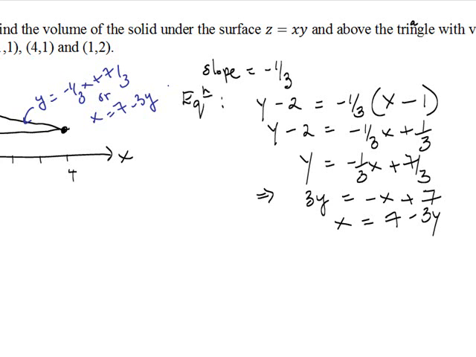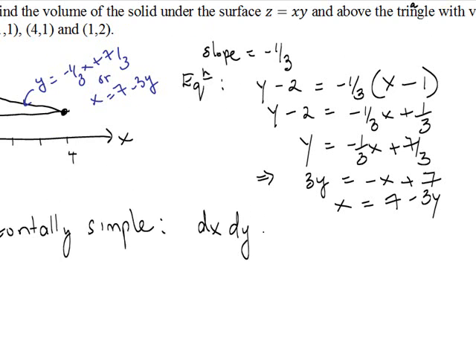Well, it depends on you. I just don't like working with fractions. It's just tedious. So I would take x equals 7 minus 3y and make it horizontally simple. But it depends on you. The integration will be the same. So let's make it horizontally simple, and it's dx dy. Okay? So let's do it. We have all our limits there already. So we find the double integral of xy dx dy.